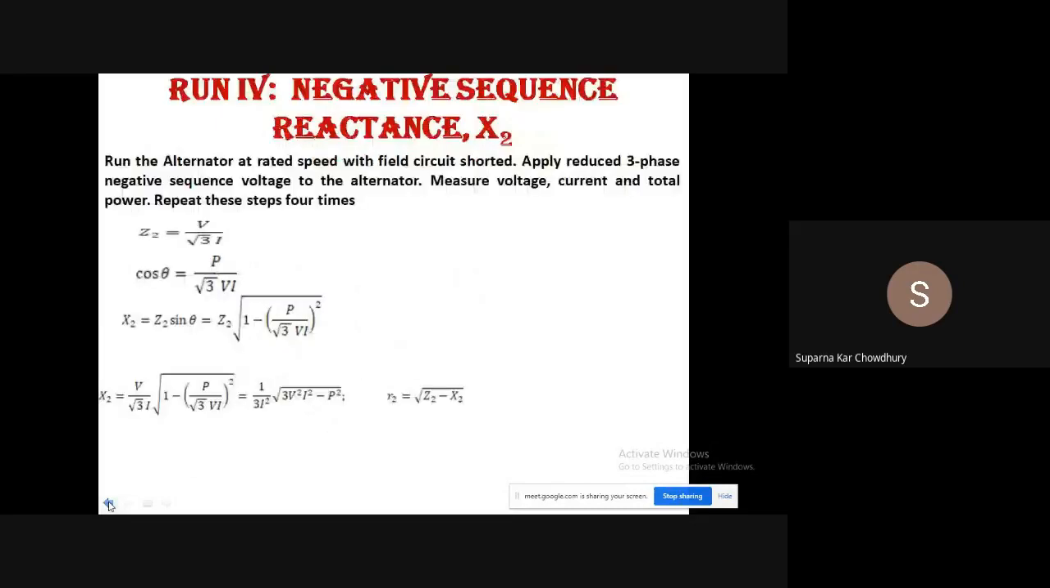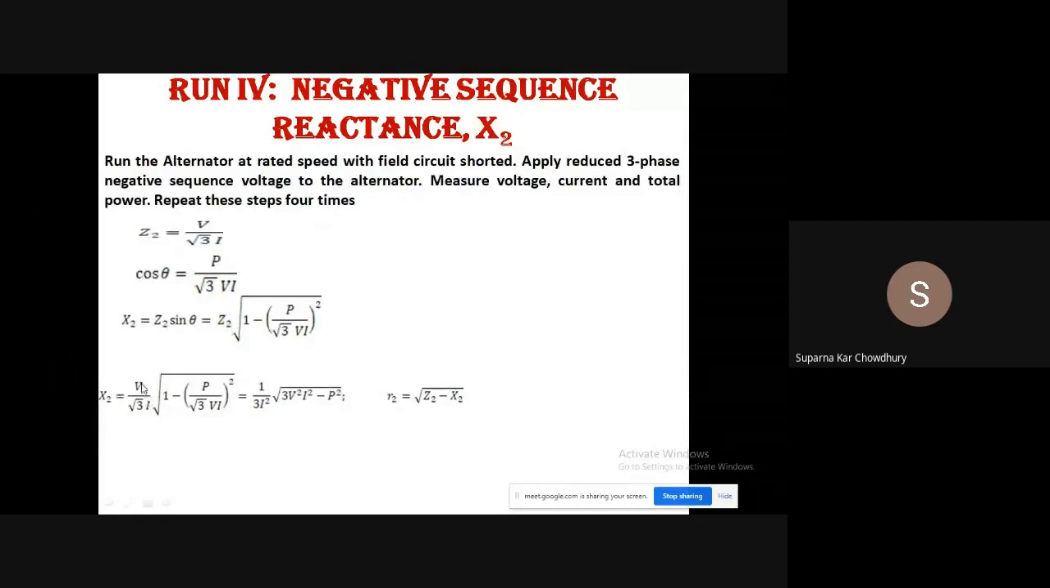Now our negative sequence impedance Z2 is the per phase voltage, V by root 3 because it is star connected, divided by the current, so V by root 3 I. Now cos theta is P by root 3 VI, where P is the total power. X2 will be Z2 sin theta, and from here we can get sin theta as the square root of 1 minus cos squared theta. So X2 will be this.